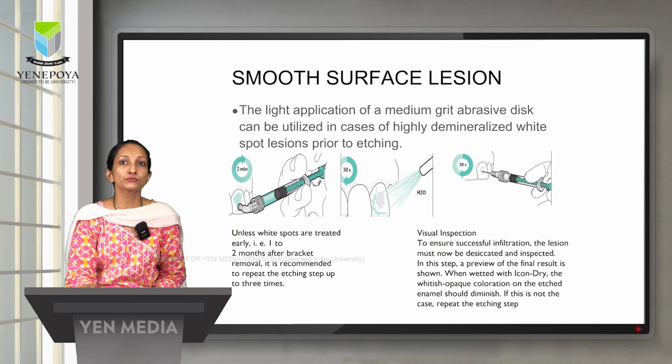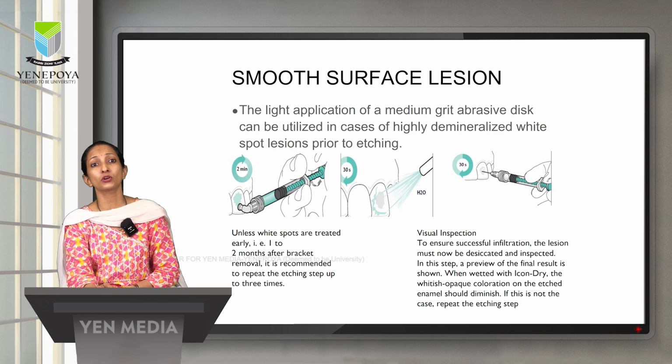So, in the smooth surface lesion, the light application of a medium grit abrasive disc can be utilized in cases of highly demineralized white spot lesions prior to etching. So, we apply the etchant similar to proximal lesions. We apply the etchant for 2 minutes on the smooth surface also. Then it is thoroughly cleaned and dried for 30 seconds.